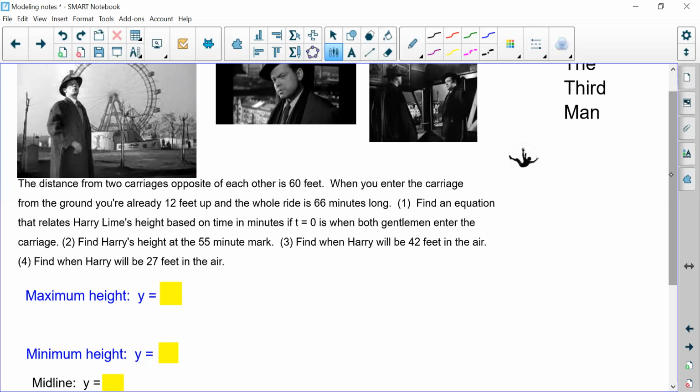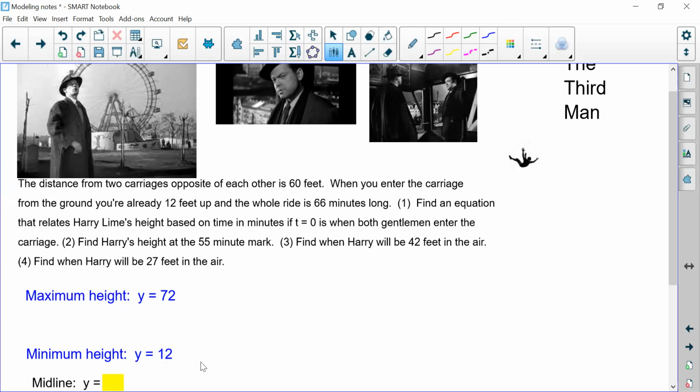And then I want you to find what is the maximum height and the minimum height once Harry's on the Ferris wheel. Well, the maximum height is 72. Because let's start with the minimum height first. The minimum height is 12 feet. Because when you enter the carriage, you're already 12 feet up in the air. And the diameter of this big Ferris wheel is 60 feet. So if you're down here, you're 12 feet up in the air. Well, 60 feet later, you're 72 feet in the air. So you know your max height and your min height.